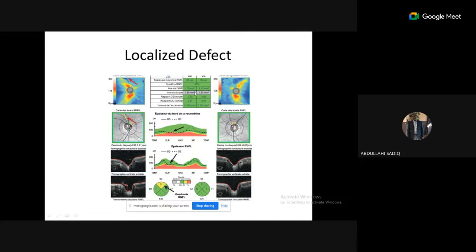But you can see a streak of a thin area here. And then again, you also look at the butterfly pattern in the two eyes. Is there a loss of the butterfly pattern?